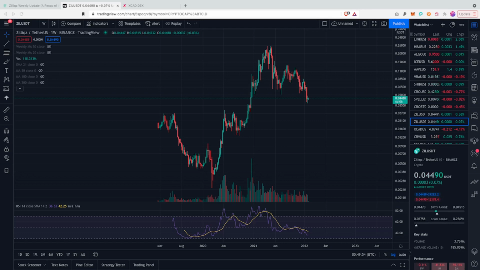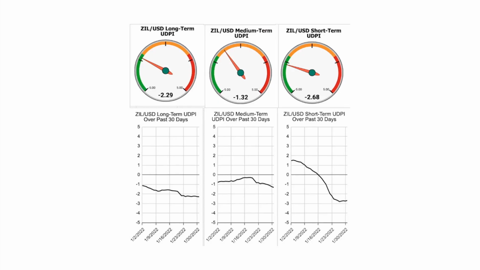But we still can look at some of the indications from the price action itself and from the data and see what we can make of it. So with that said, let's pull up the UDPI for ZIL. Here are the long, medium, and short-term risk gauges for Zilliqa.